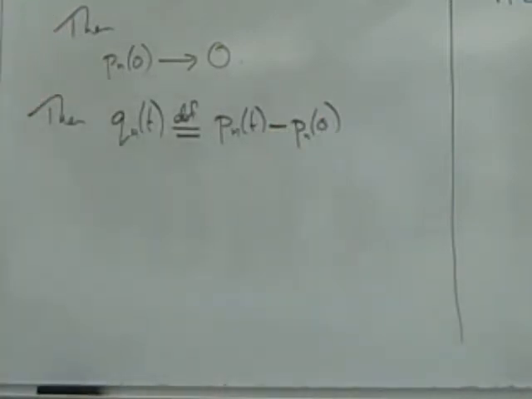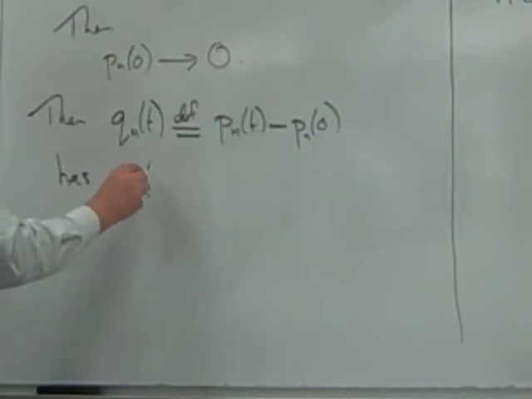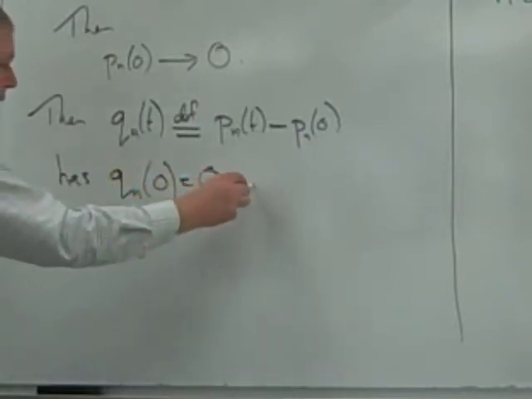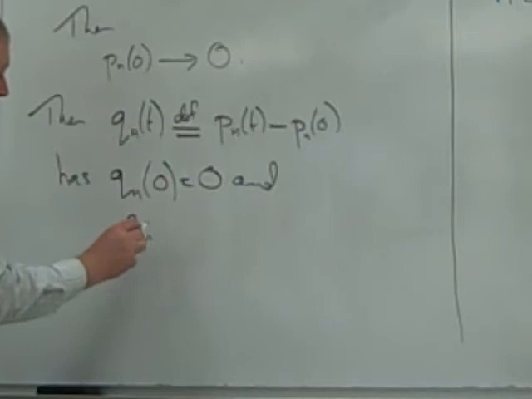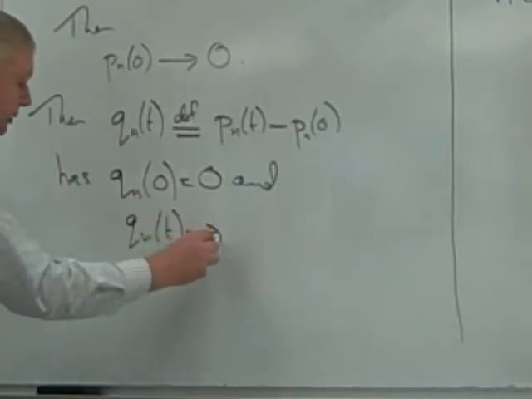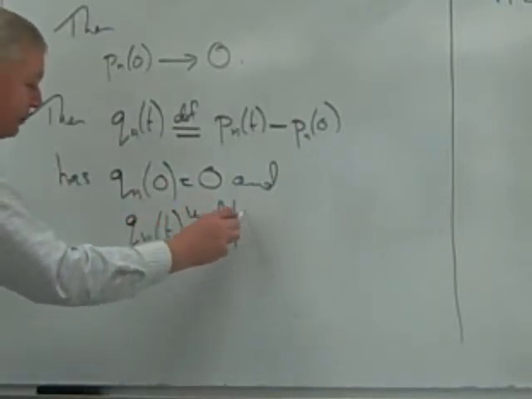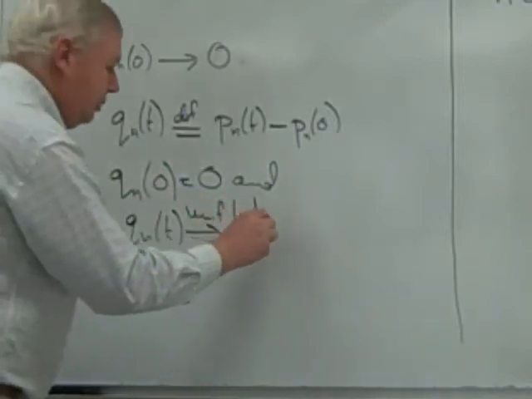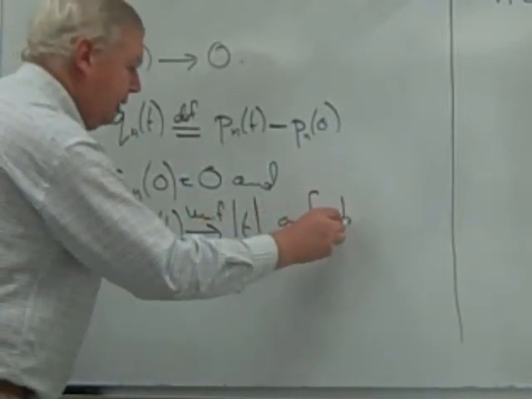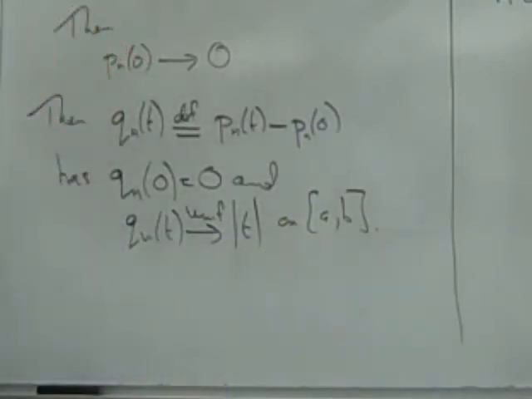Pn of t's are converging to the absolute value of t, and the Pn of zeros are going to 0, so Qn of 0 equals 0, and Qn of t goes uniformly to the absolute value of t on AB. So it's a minor adjustment. For reasons you'll see in a moment, I do not want a constant term on this polynomial.